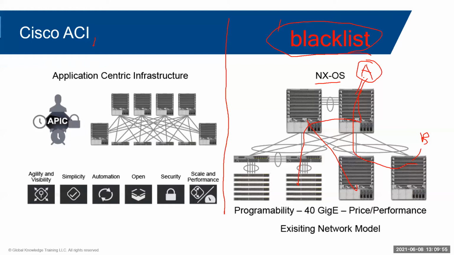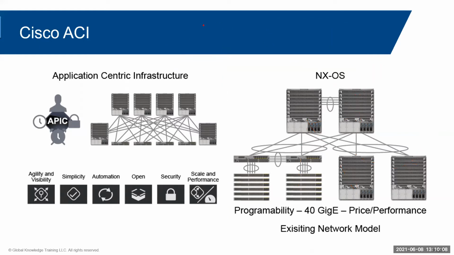So ACI on the left of the line here is always the exact opposite. It is not a blacklist model. Cisco ACI is the extreme opposite. It is a whitelist model. So a whitelist model by definition means if I have an end node computer and I plug it in and I plug another computer in, by default, they have no connectivity.